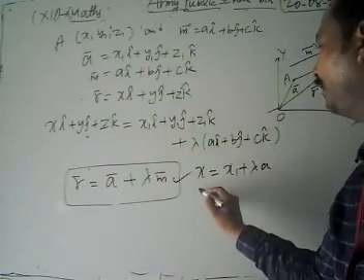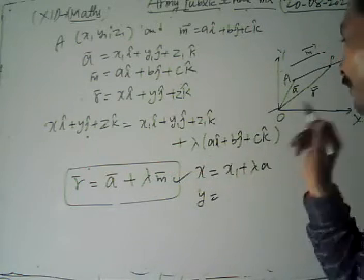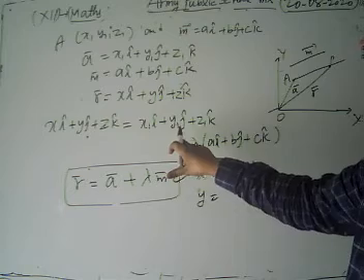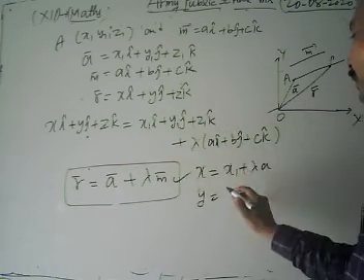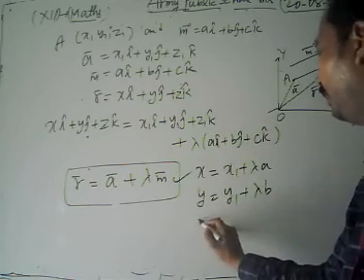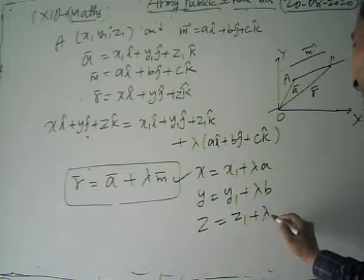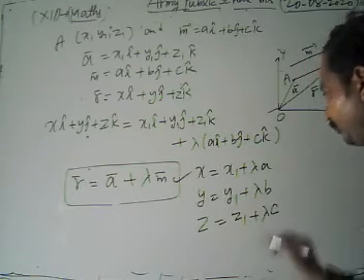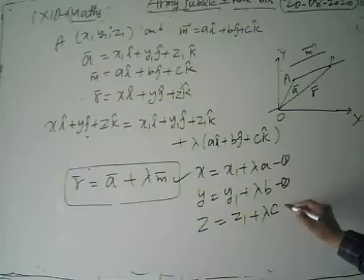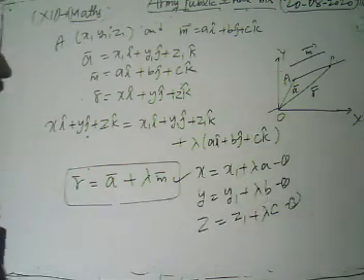What about our y? On comparing we get y is y1 plus lambda b. Then what is our z? z1 plus lambda c. Now we have equations 1, 2 and 3 after comparing the coefficients of i cap, j cap and k cap.